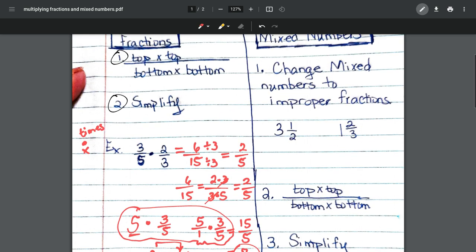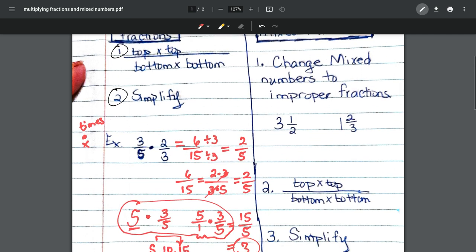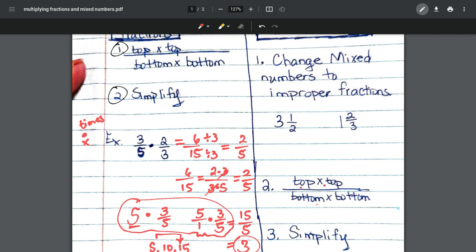Okay, let's get into changing mixed numbers to improper fractions, because to multiply fractions, you can only have a top and a top and a bottom and a bottom. You can't have this number out here on the side. So if you have a mixed number, you've got to get rid of that number on the side so that you only have a top and a bottom.